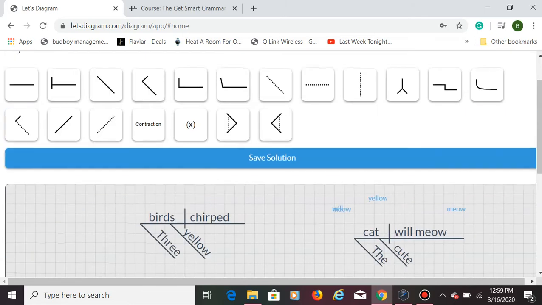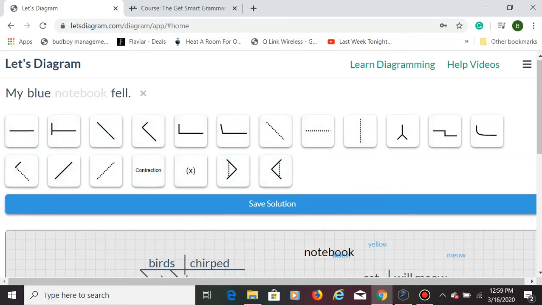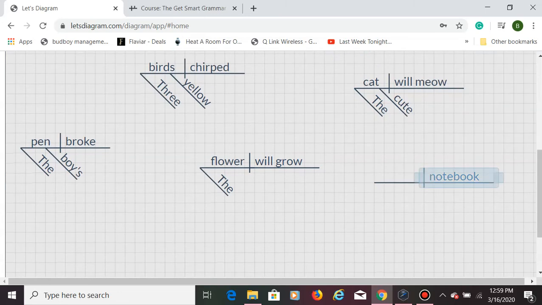Okay. Let's take a look at our sentence. My blue notebook fell. So what is the subject of the sentence? The subject is notebook. That's what we're talking about in the sentence. Okay. Notebook. Let's try that again.